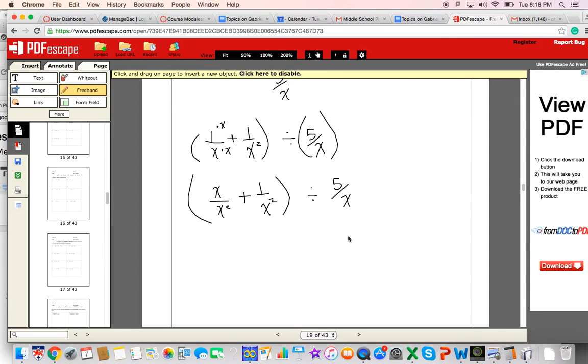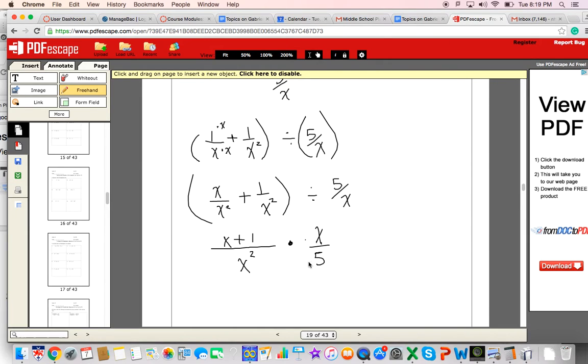All right, now we're almost there. Since we now have a common denominator, we can throw that there. And at the numerator, we have x plus 1. And then it's divided by, but since it's divided by, we're going to do a keep, change. So we're going to change this to multiplication and flip. So we're going to change that to x over 5.